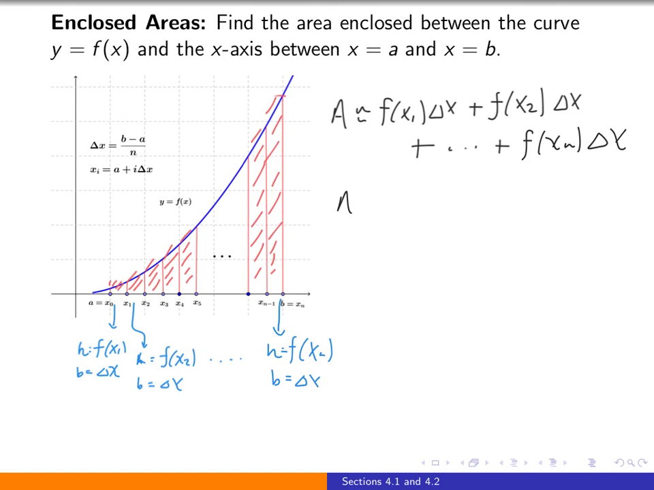So the area is approximately equal to, if we put this in sigma notation, we're summing things up from 1 to n of the form f of x sub i delta x. And a very, very important observation here is that what we are adding up here, the f of x sub i delta x, that quantity really just represents the area enclosed by the ith, what we might think of as subrectangle.